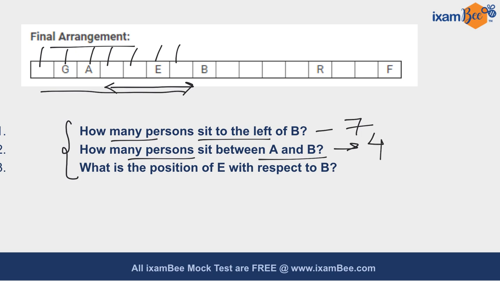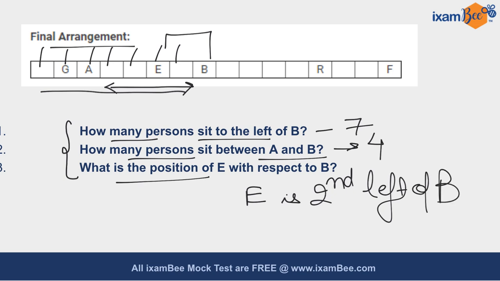between A and B. Your third question says what is the position of E with respect to B. So you have to calculate the position of E with respect to B. Clearly E is second to the left of B. So the correct answer is E is second to the left of B.